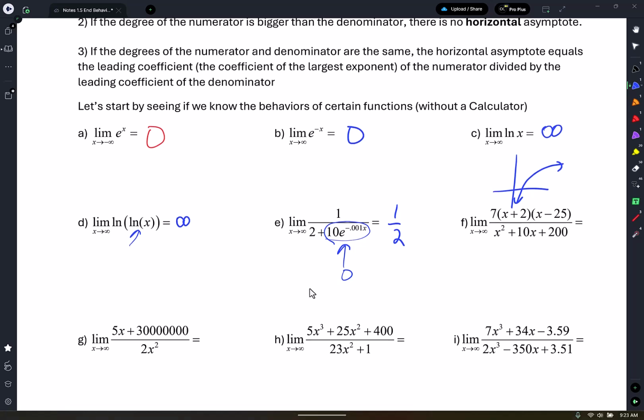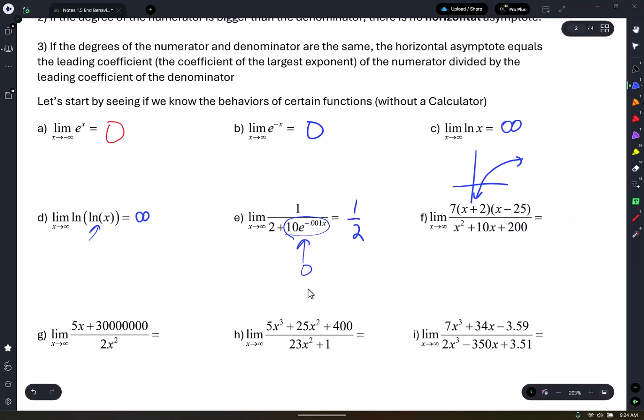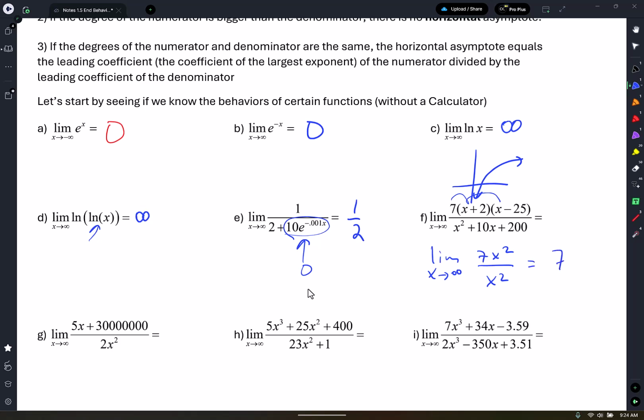Did you sleep, miss? All right, look at letter F. End behavior, guys. End behavior. You're not going to have to FOIL all this. All you care about is the biggest term. 7 times x times x. So my numerator, limit as x approaches infinity, 7x squared is your ocean. Everything else would have been split. You don't have to do the other stuff. In the denominator, it's x squared. So what's going to be my answer? 7. Do you see what we did?